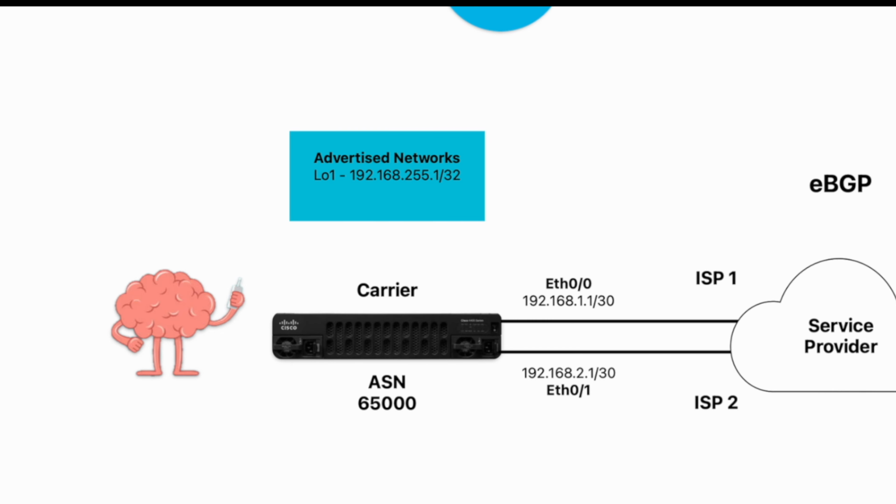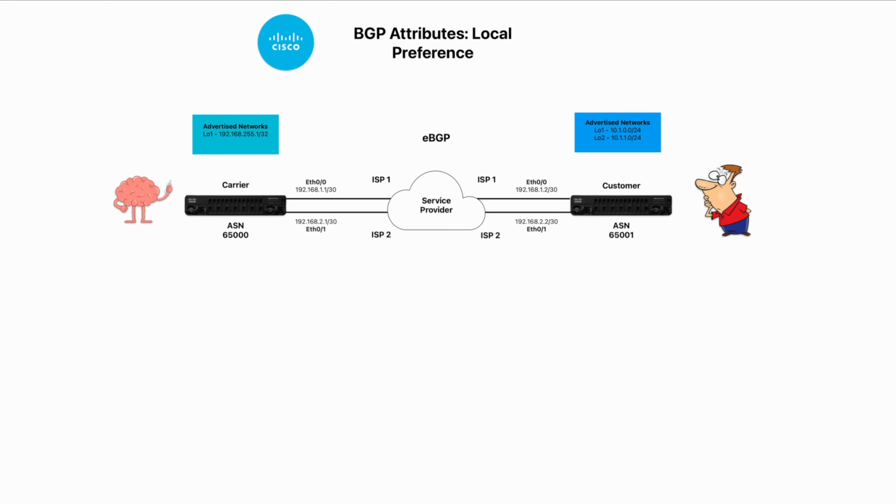And on our left, we've got the carrier router with the two links going towards the customer router on the other side. The first link is going to be left at the default local preference of 100. And the secondary link, which is going to be the primary link as well, we're going to apply a local preference of 200.